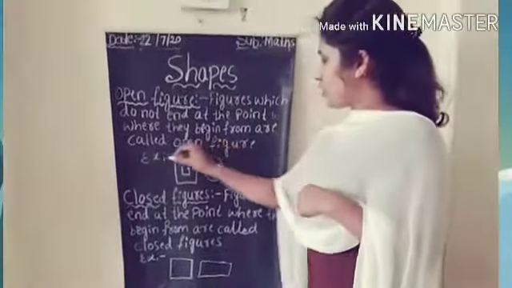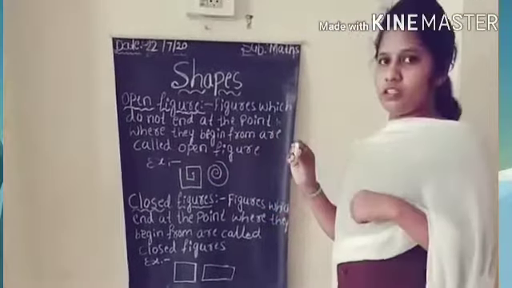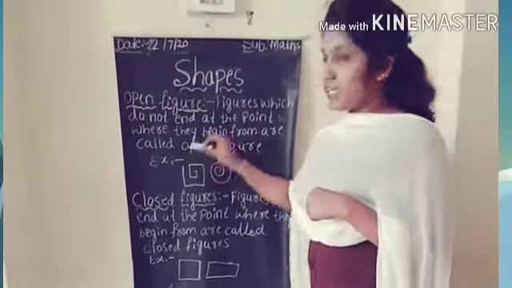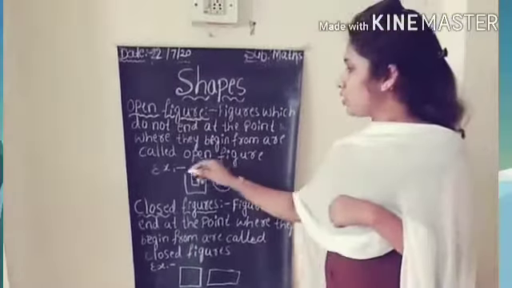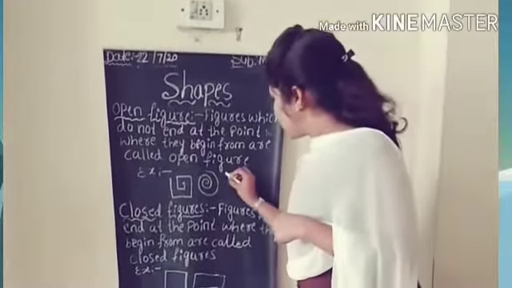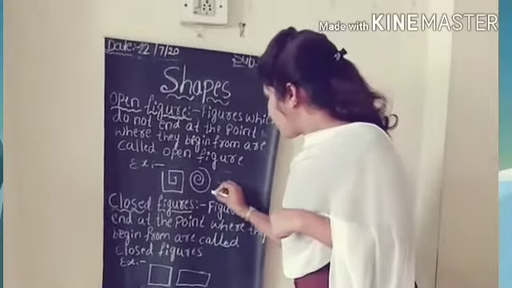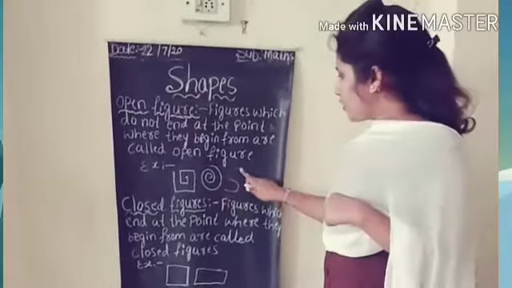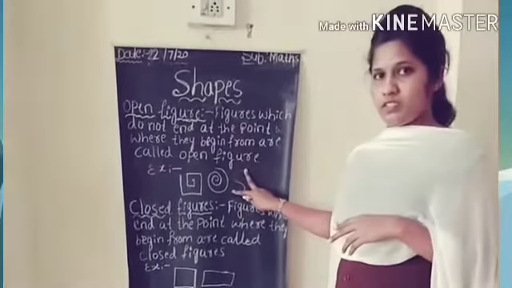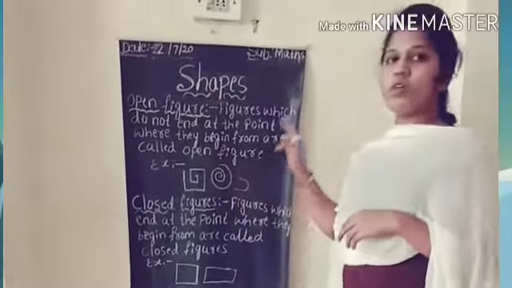For example, these are open figures. These have a leakage area. So, we call these open figures. Understood? And this is also an open figure. Starting point is different and end point is also different. Both are not in the same place. So, we call these open figures.